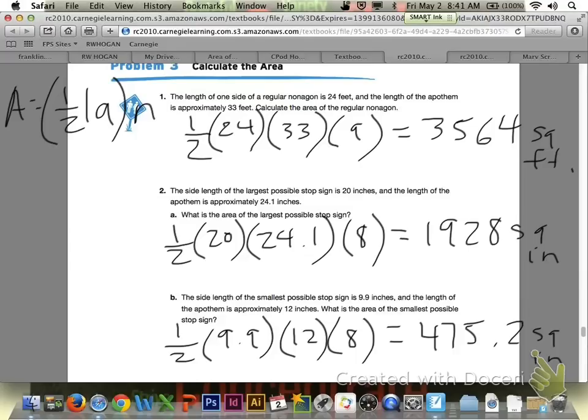For number 2, we would have 1/2 times 20, which is the side length, 24.1, which is the apothem, and 8 is the number of sides for an octagon, 1,928 square inches. For letter B then, for number 2, again, following the same formula, plugging those values in for each variable, 475.2 square inches for the area of the smallest possible stop sign.